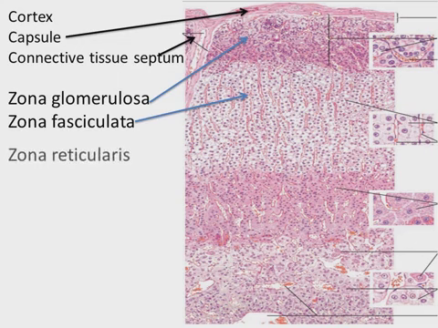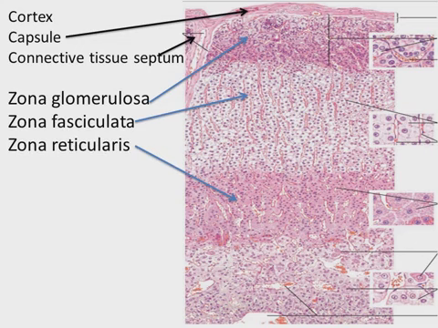Then the next layer is called the zona reticularis. It is the innermost layer, and this cell layer borders on the adrenal medulla. The cells form anastomosing cords which are surrounded by sinusoidal capillaries. Here we can see that the third layer, the zona reticularis, contains anastomosing cords of cells surrounded by sinusoidal capillaries.